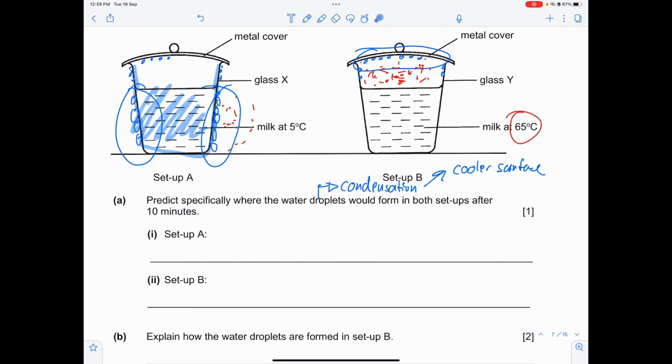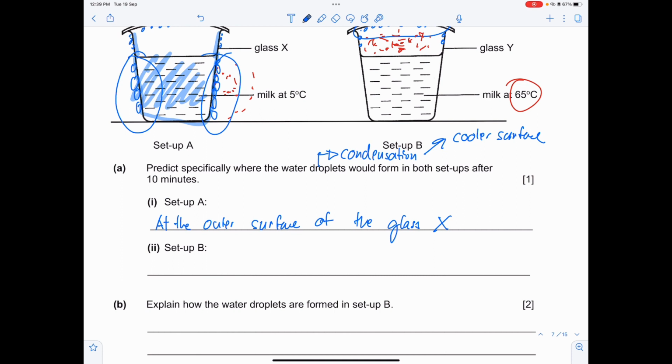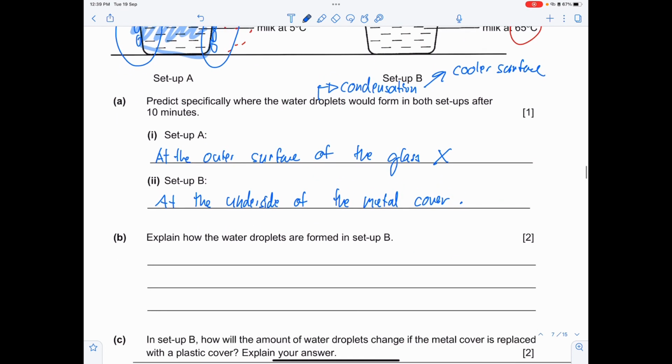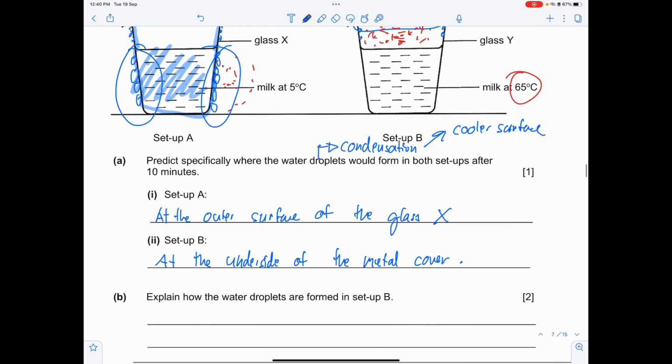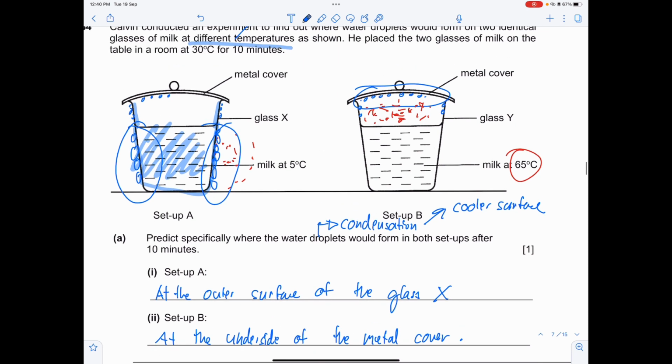So for A, it is at the outer surface of the glass, and setup B is at the underside of the metal cover. So I'm just talking about mainly that. Now explain how water droplets are formed in setup B. This is easy peasy. We have already done this 100 times.